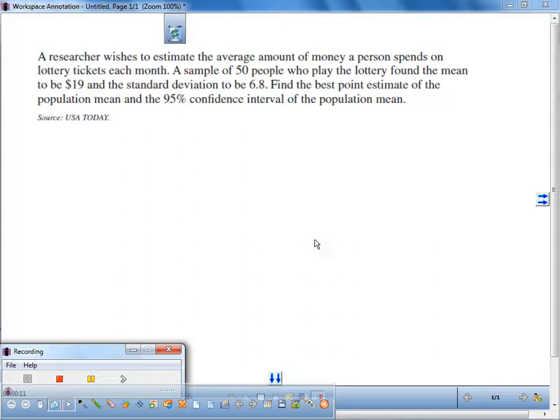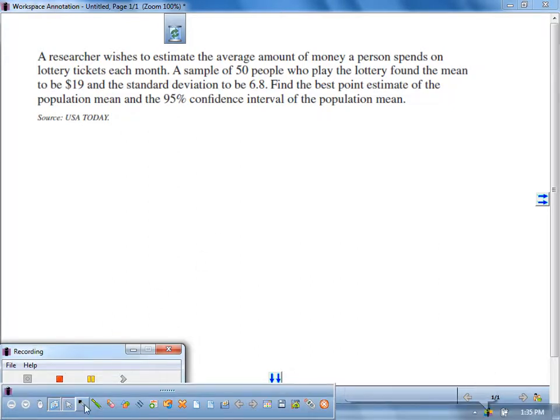A sample of 50 people who play the lotto found the mean to be $19 and the standard deviation to be 6.8. Find the best point estimate of the population mean and the 95% confidence interval of the population mean.